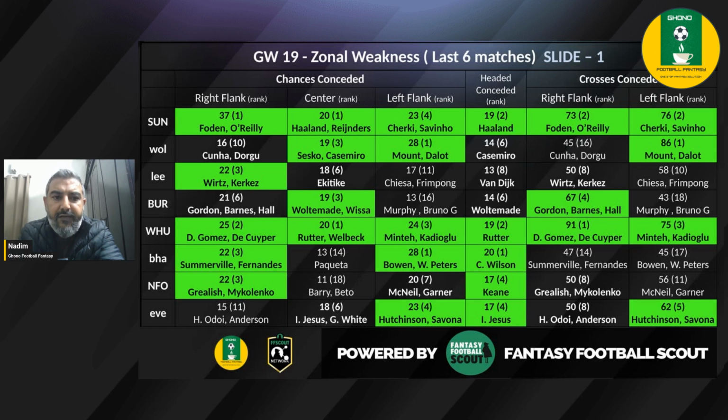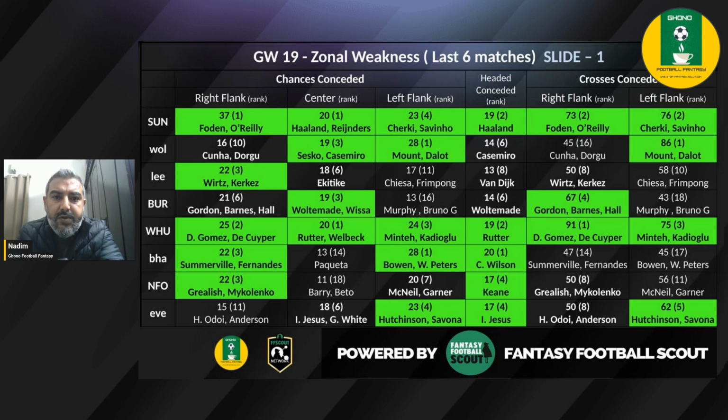Obviously, Foden and O'Reilly have a good possibility of putting their names on the score sheet. I know Foden has gone blank for a couple of weeks, so a lot of managers might be losing patience, but this could be a match that provides some potential for Foden, with 37 chances considered down the right flank. Cherki might also do well this week, given that we already saw it in the zonal last week. So this could again be a good match against Sunderland, and game weeks 18 and 19 could be very important for Cherki.